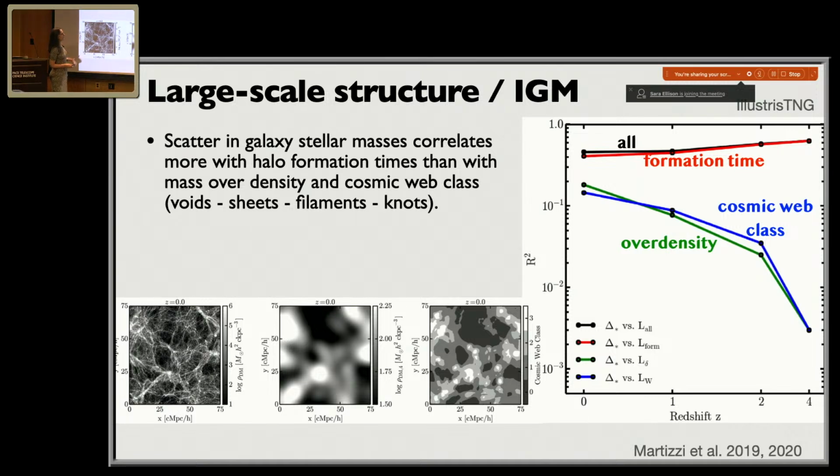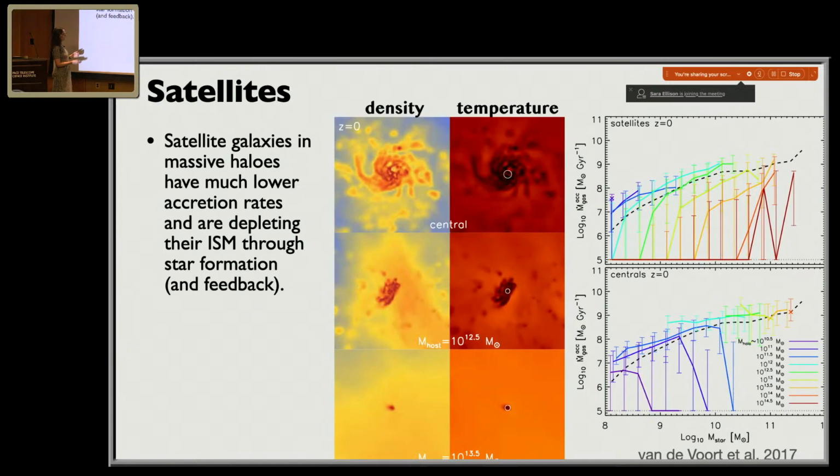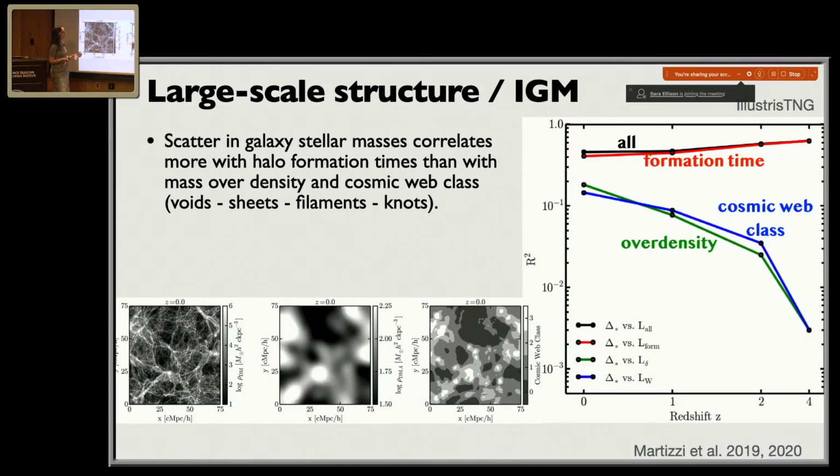And so they did this, and there's a lot of statistical tests you can do. I picked one, where they calculate how much of the variance in stellar mass at fixed stellar mass, so how much of the scatter, is set by these 3 different things. By the overdensity, by the cosmic web class, and by the formation time of the halo, and then black is all of them together.